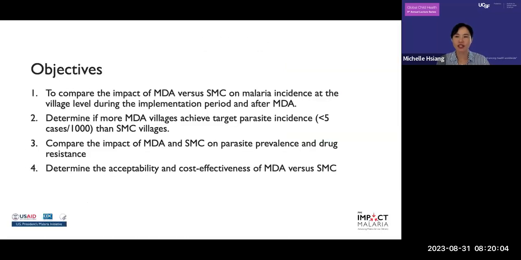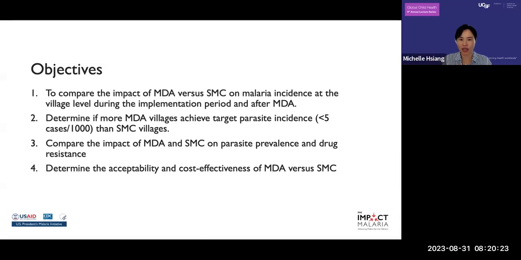So the objectives of the trial were to compare the impact of MDA versus SMC on malaria incidence at the village level during the implementation period and after MDA. The after-MDA piece is being presented separately. What we're presenting today is the first year of the trial.